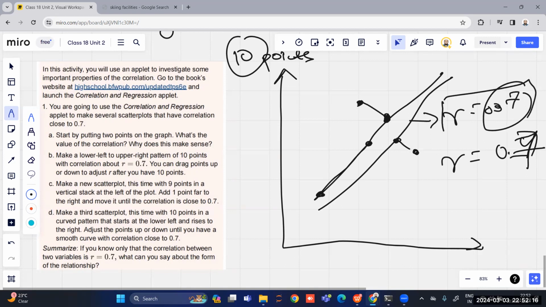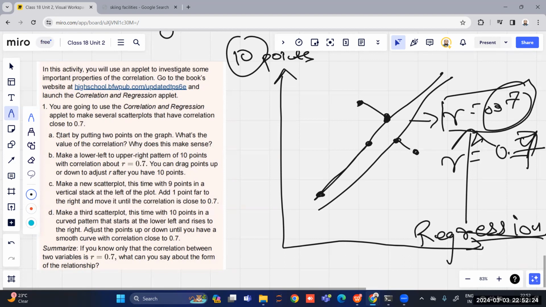When we are adjusting the correlation to a specific value, it is called regression. Okay, so start by putting 2 points on the graph. What's the value of the correlation? Now we'll calculate the value of the correlation. Why does this make sense?